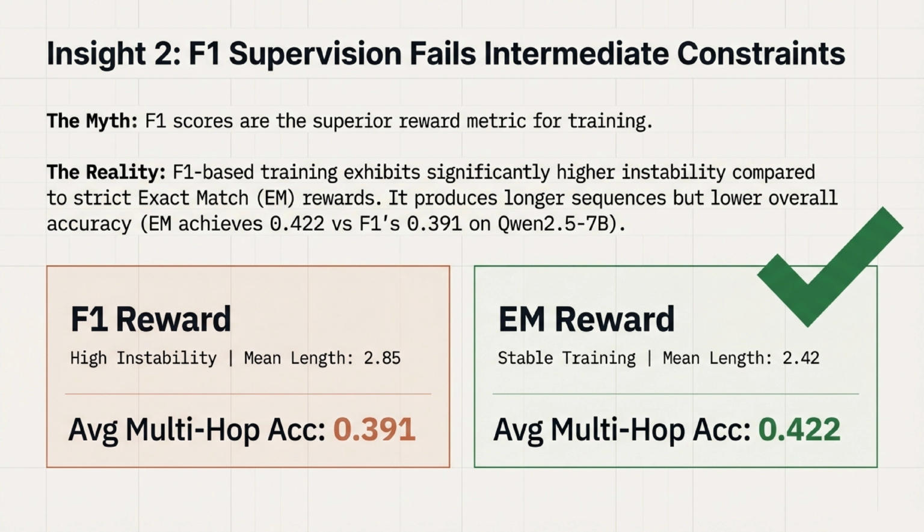Our second insight tackles the reward metric. It turns out that F1 supervision fails when it comes to intermediate constraints. Many believe that F1 scores are the superior reward metric for training. But in reality, F1-based training exhibits significantly higher instability compared to strict exact match, or EM, rewards. While F1 produces longer sequences, it actually results in lower overall multi-hop accuracy, scoring 0.391 compared to EM's 0.422.